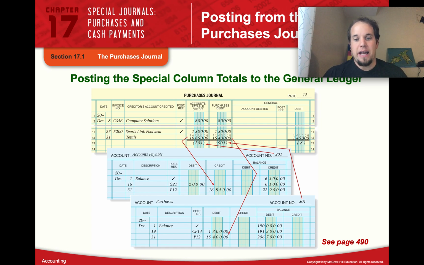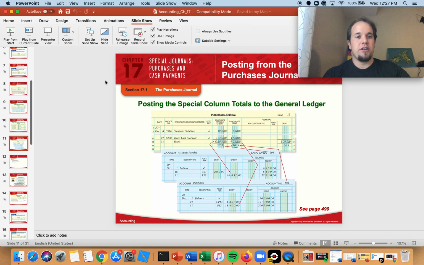The next one is purchases debit, and this would identify all the purchases we make, especially merchandise. And again, they're writing down the account numbers in the purchases journal so we know that they're going to the right accounts, and then we're transferring those balances over. That is the end of Section 17.1, looking at purchasing journals.